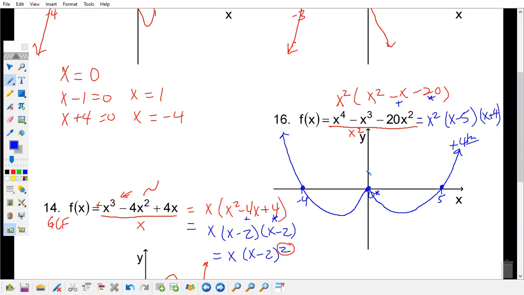All right. And so that's what happens with the double. Again, when we're sketching, we're just making sure that we understand the shape and understand our roots. Got it? All right.